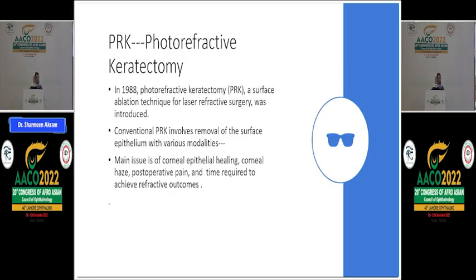Now, conventional PRK, we know, removes the epithelium by various modalities, which include scraping with the laser or with the blade, or using an alcohol-assisted blade to remove the epithelium. It is different from LASIK because now the whole epithelium is being removed. PRK never became as popular as LASIK because of the issues of epithelial healing, the corneal haze, the time required for an optimal refractive outcome, and also the post-operative pain.